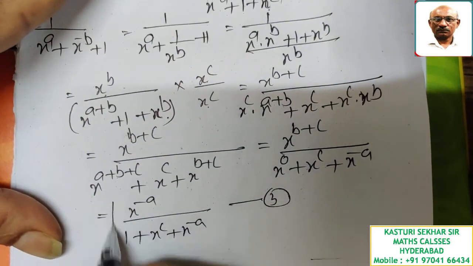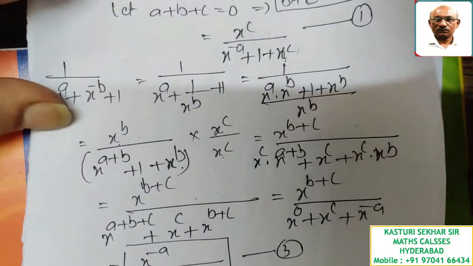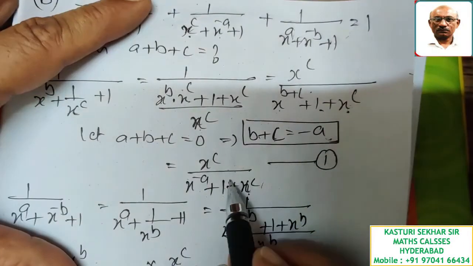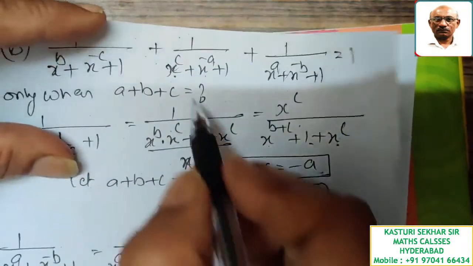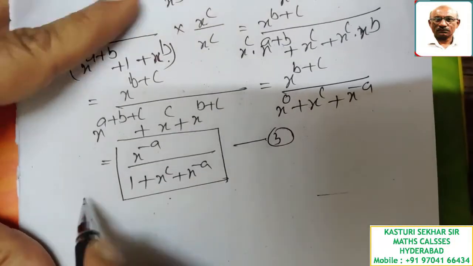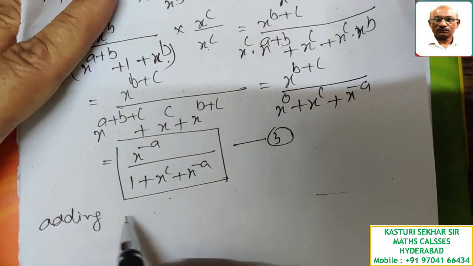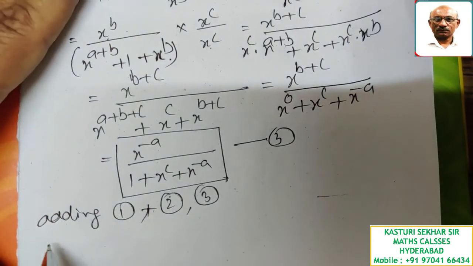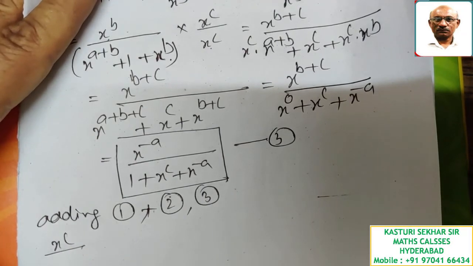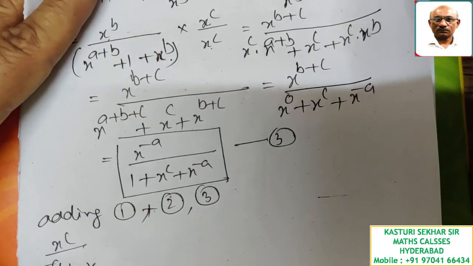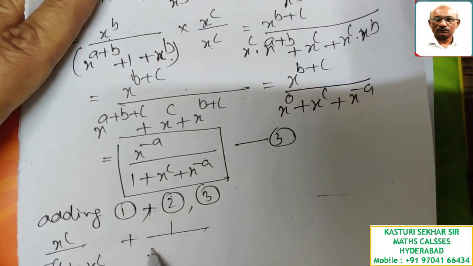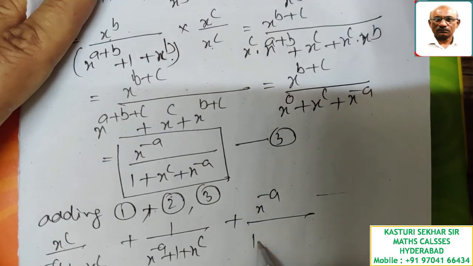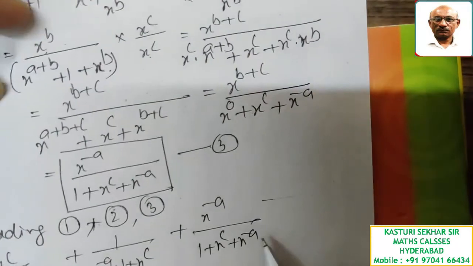Now the denominator of the third term, the denominator of the first term, and the denominator of the second term are exactly same. Therefore adding 1, 2, 3. First term is x power c by x power minus a plus 1 plus x power c. Second term as it is. Third term is x power minus a by 1 plus x power c plus x power minus a.